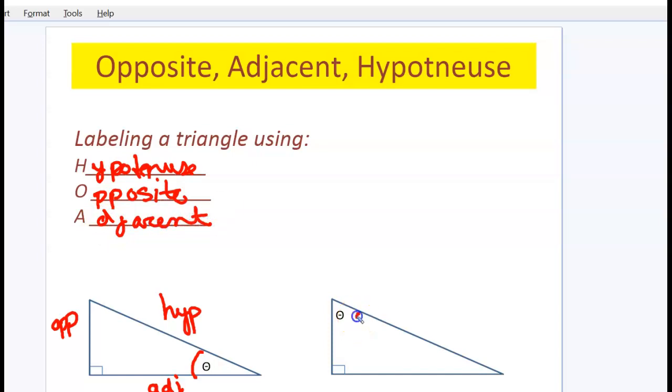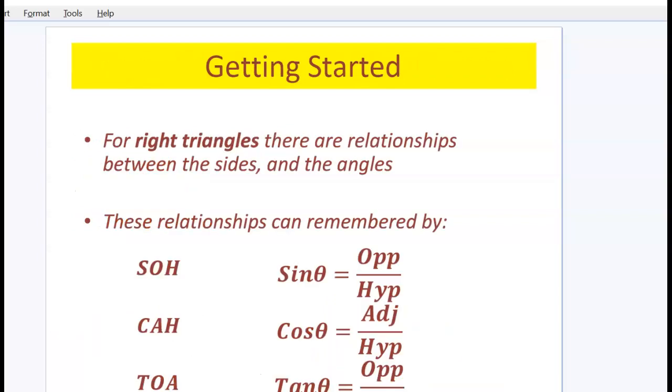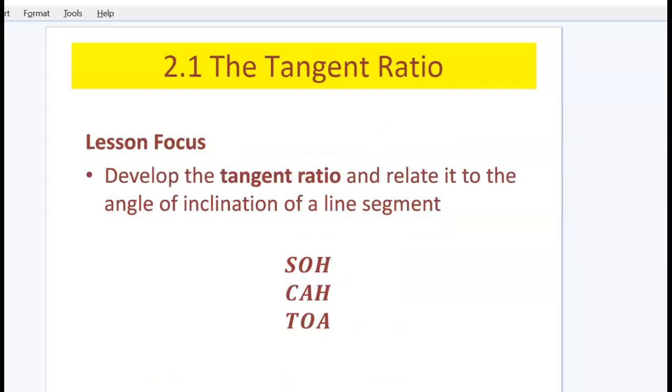Now, if we change this to the other acute angle, notice the hypotenuse will not change, but now the opposite side is going to be this side down here, and the adjacent side to the acute angle would be this side here. So the opposite and adjacent can change depending on which acute angle you choose. Now, for right triangles, there are different relationships between the sides and the angles, and we're going to explore all three of these in this chapter. The first one we're going to deal with, section 2.1, is the tangent ratio.